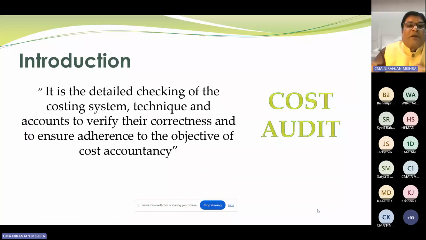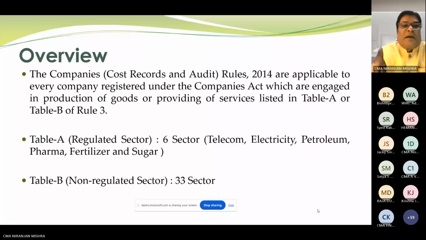Then this overview: the Companies (Cost Records and Audit) Rules, 2014 are applicable to every company registered under the Companies Act which is engaged in production of goods or providing of services listed in Table A or Table B. Everybody knows that, but I am quickly going back through 3-4 slides so that it will brush up our mind and we can recollect the memory.